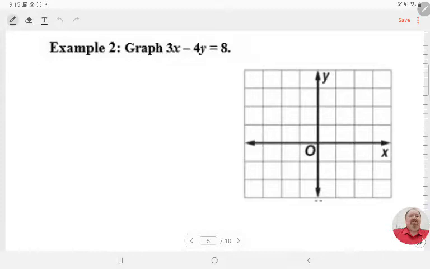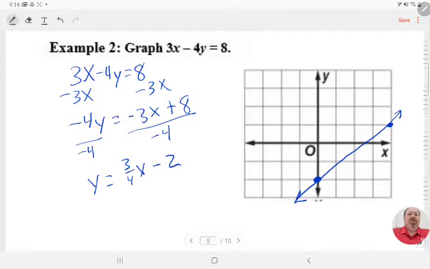All right, so this one says graph 3x minus 4y equals 8. So try this, come back, and let's see how you did. Okay, so we could rewrite this. We have 3x minus 4y equals 8. I would subtract 3x from both sides. That would leave me with negative 4y equals negative 3x plus 8. Then I have to divide both sides by negative 4. Well, negative 4 divided by negative 4 is y.